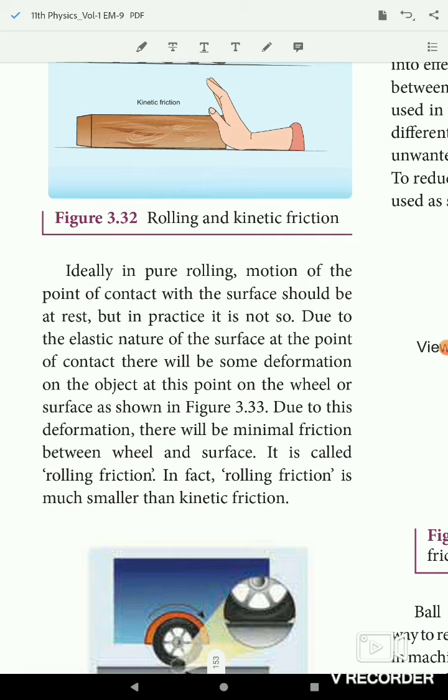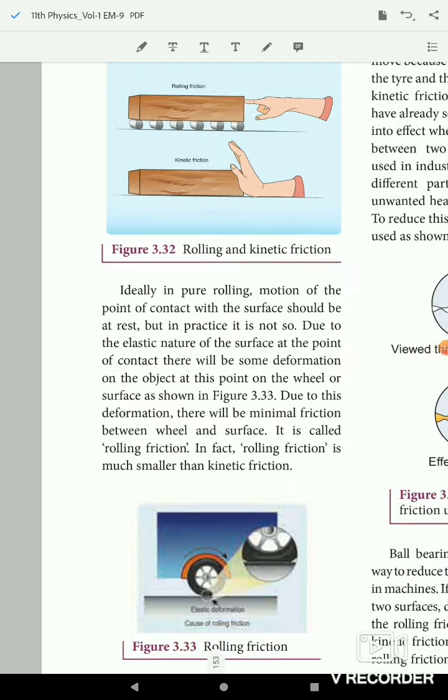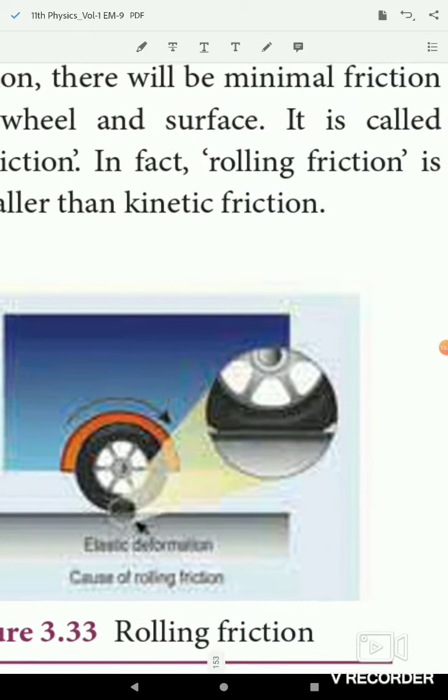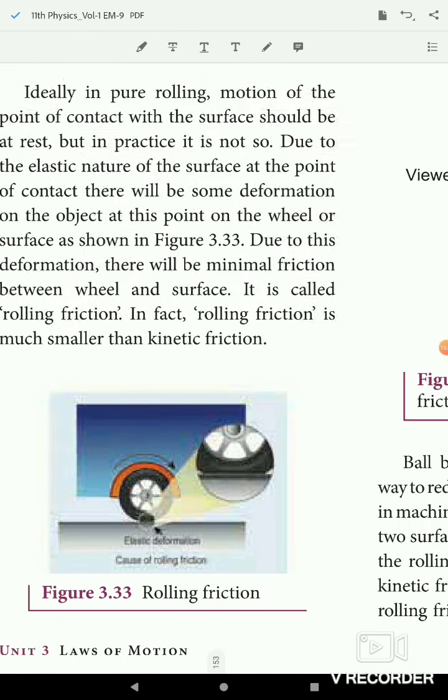Ideally, in pure rolling motion the point of contact with the surface should be at rest, but in practice it is not so, due to the elastic nature of the surface. At the point of contact there will be some deformation on the wheel or surface. Due to this deformation there will be minimal friction between wheel and surface, so it is called rolling friction. Rolling friction is much smaller than kinetic friction.